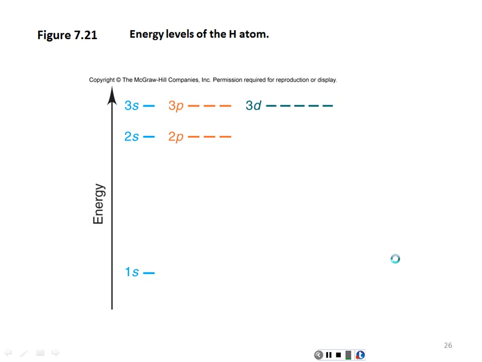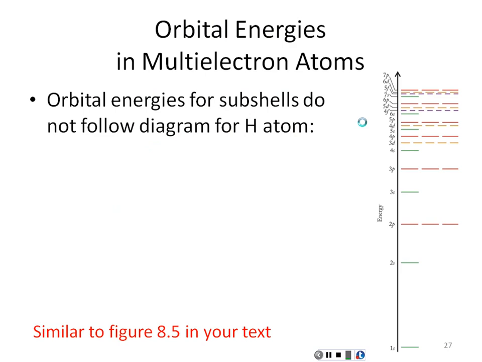For a hydrogen atom, the sublevels for a given principal quantum number are all the same energy. So the 2s and the 2p are at the same energy level. 3s, 3p, and 3d are all at the same energy level. And why is that? It's because hydrogen only has one electron. But other orbital energy subshells don't follow that pattern for hydrogen, because every other atom has more than one electron.